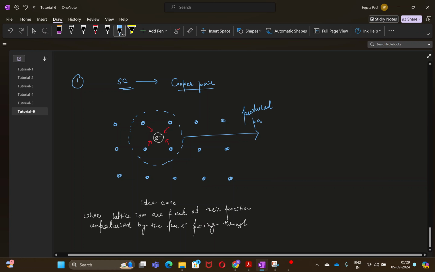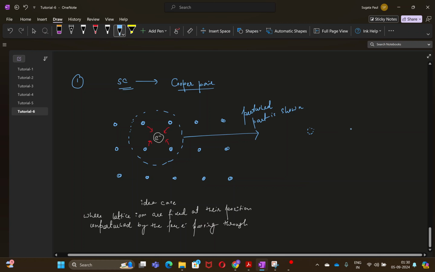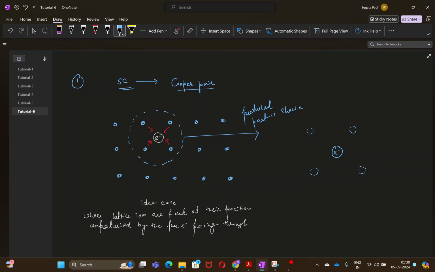So the perturbed part is shown and the rest of the lattice will be just the same as before, so I will not redraw it, right? So this portion will be like this: if the previous positions of the ions were these in the lattice, those were their ideal unperturbed positions, but now the electron is passing through in between and there is a Coulomb attraction between the opposite charges, so the ions are getting slightly attracted or perturbed from their ideal position and coming towards the electron, right?